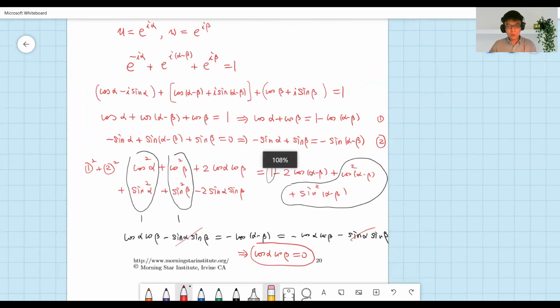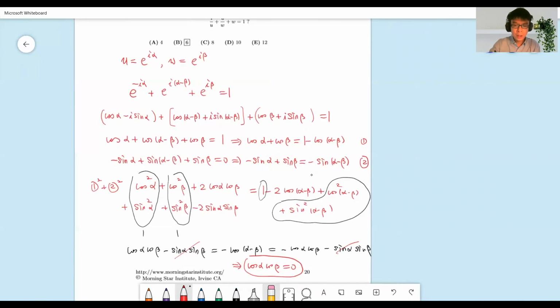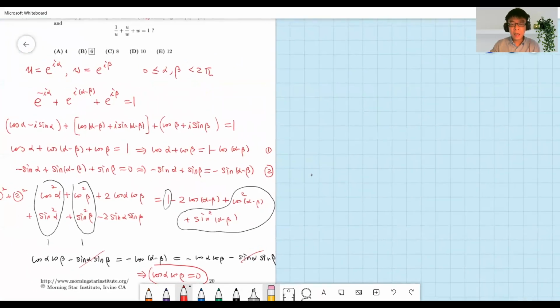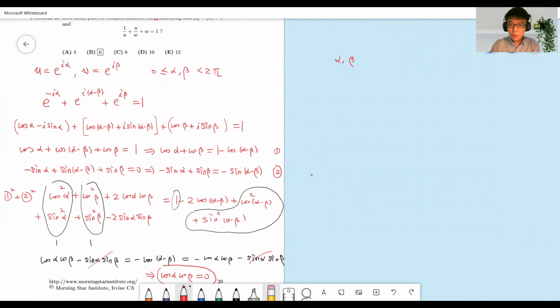But that corresponds to the angle for these two complex numbers. Let's see, we have alpha, beta between 0 and 2 pi. Now that means alpha or beta will be 1/2 pi or 3/2 pi. Let me discuss two cases. If cosine alpha equals 0, that means alpha equals pi over 2 or 3 pi over 2. Accordingly, we know the value of u. So u equals i, or u equals minus i.